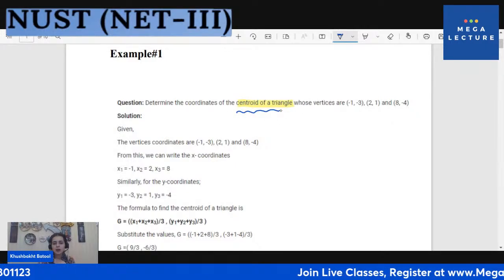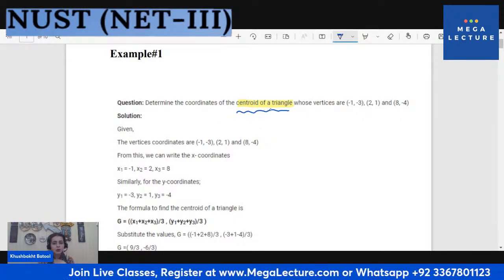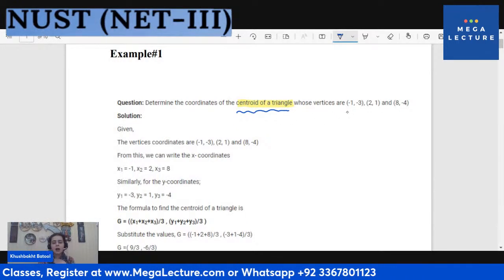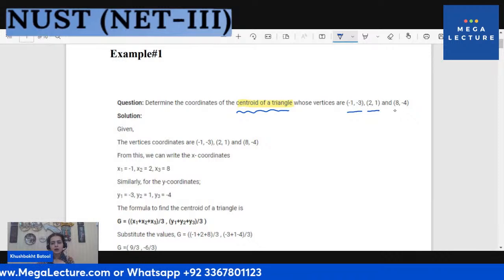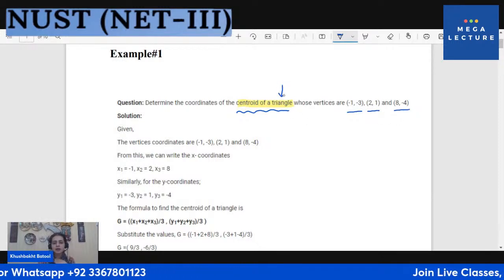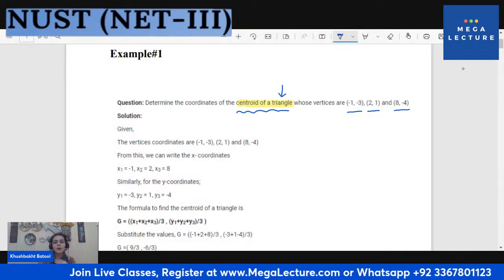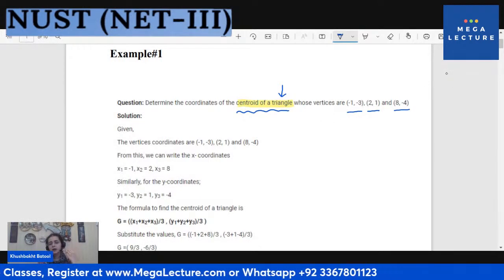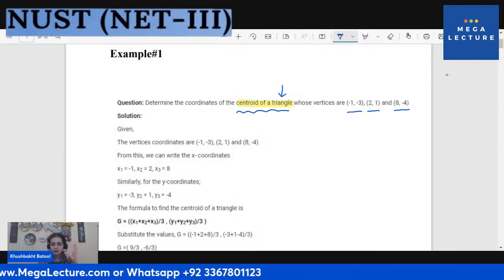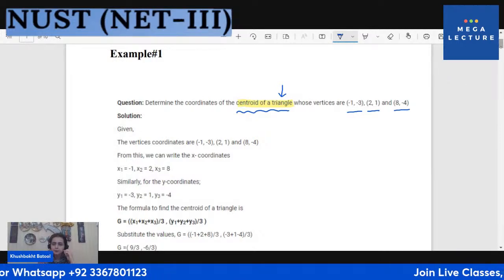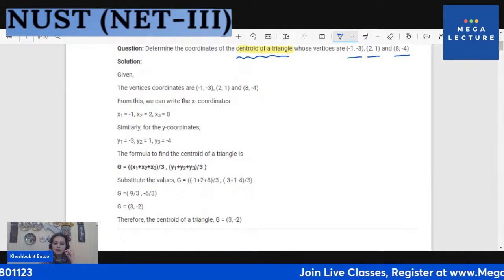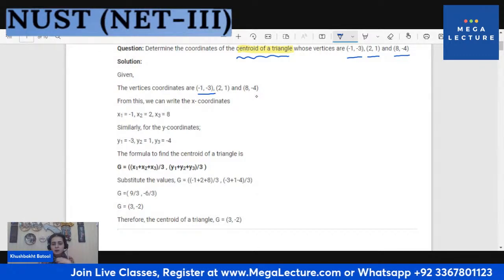Centroid of a triangle. It says determine the coordinates of the centroid of a triangle whose vertices are (-1, -3), (2, 1), and (8, -4). Now we know a triangle has three vertices, so these are the three vertices, and you are interested in finding the centroid of this triangle. What exactly is a centroid of a triangle? All of that is a big discussion, but let's see how to find it out. So the vertices coordinates are (-1, -3), (2, 1), (8, -4). This is what we have.